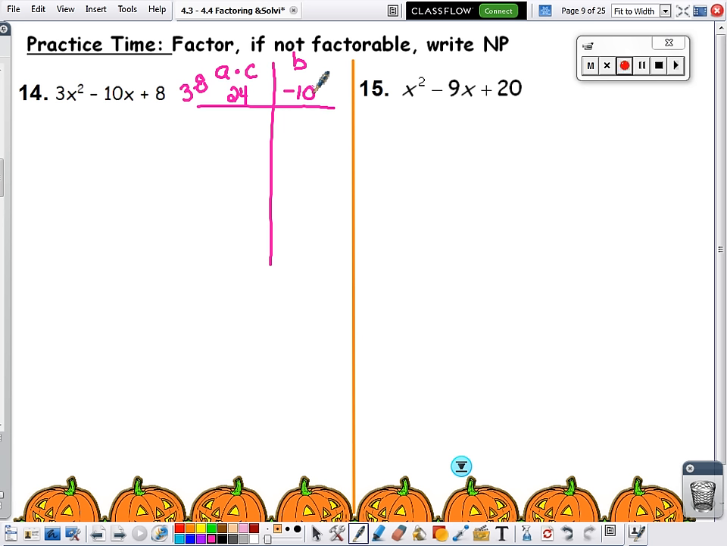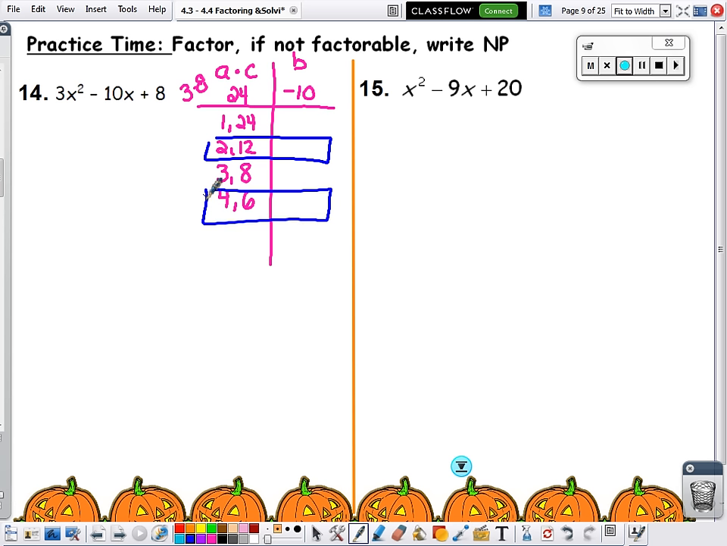So we start listing out our factors that would multiply together to get 24. It's 1 and 24, 2 and 12, 3 and 8, 4 and 6. I know to stop there because then I start repeating myself and it would be 6, 4. So when you look at this, I see two options where I could possibly get 10.